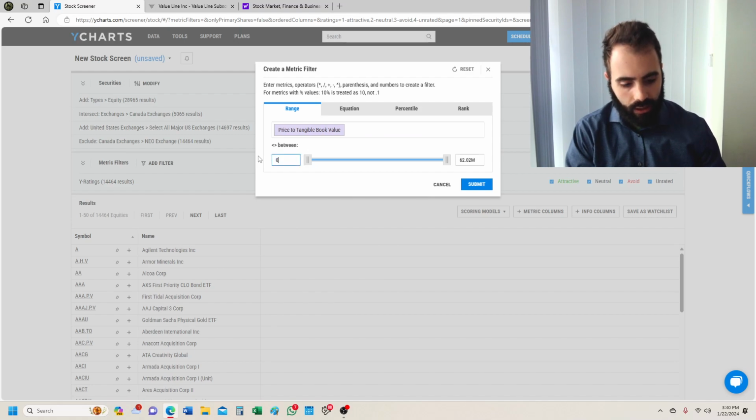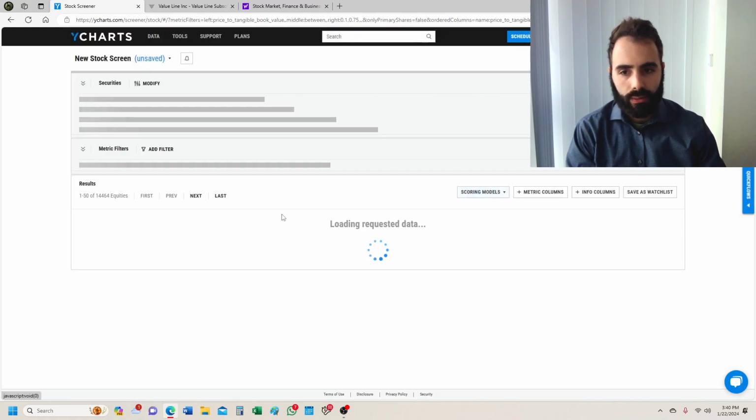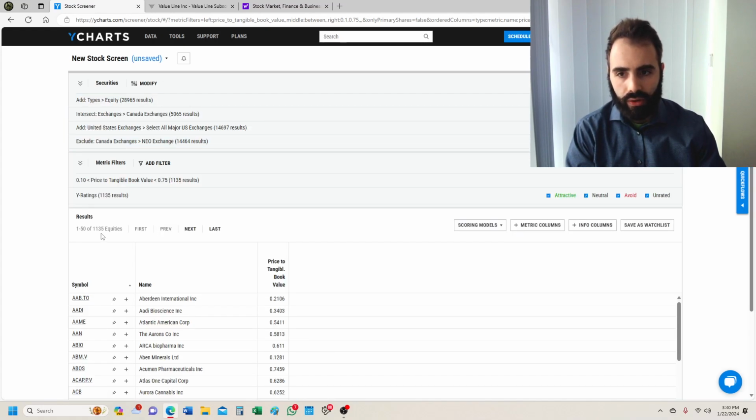So something like from 0.1 all the way to something like 0.75, since beyond that it wouldn't be much of an interest to us. And that narrows down our universe to just over 1,000 securities. We can remove duplicates, which will narrow it down to about 1,100.